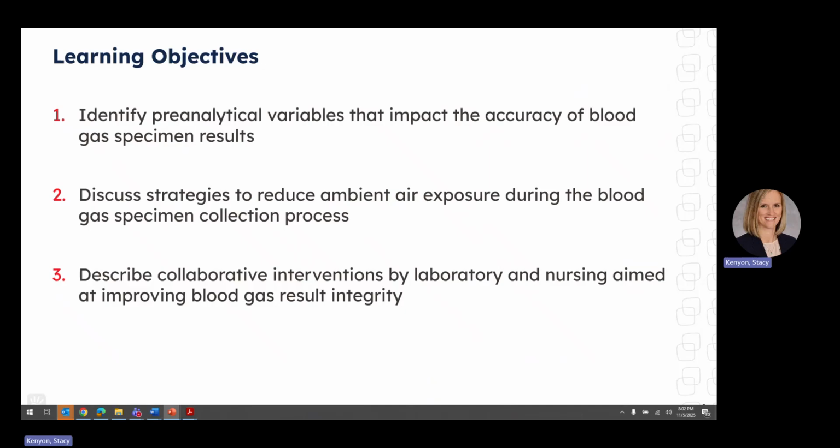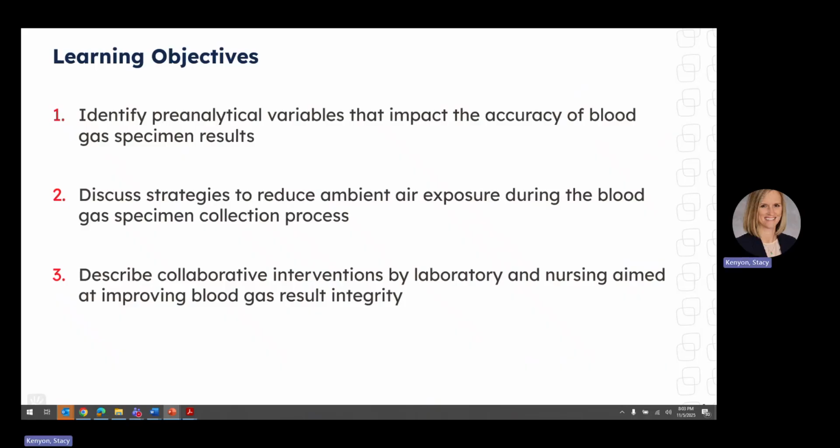During today's presentation, we'll cover the following learning objectives. 1. Identify pre-analytical variables that impact the accuracy of blood gas specimen results. 2. Discuss strategies to reduce ambient air exposure during the blood gas specimen collection process. And 3. Describe collaborative interventions by laboratory and nursing aimed at improving blood gas result integrity.